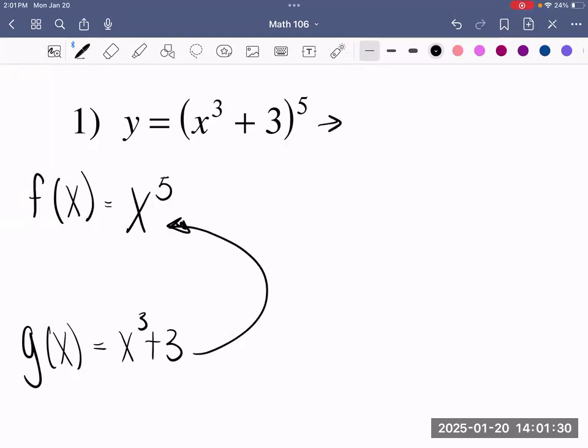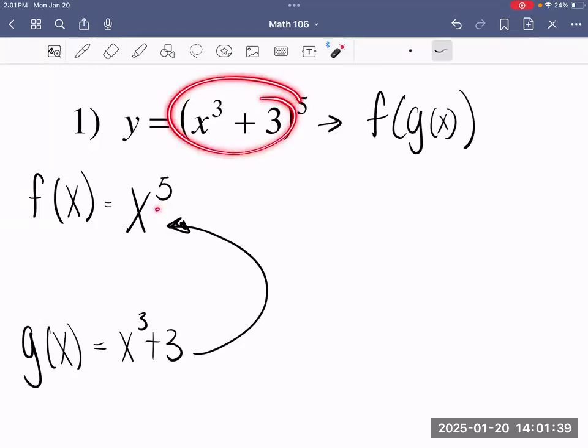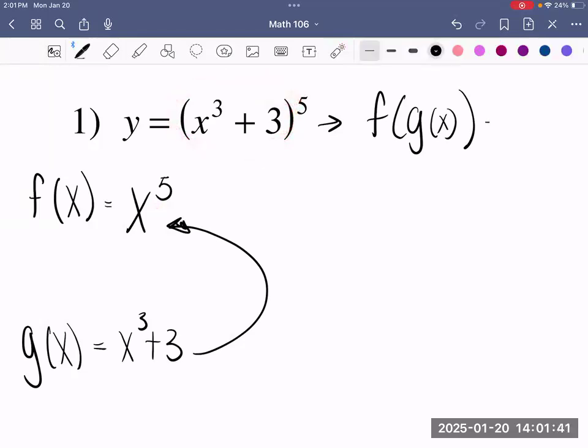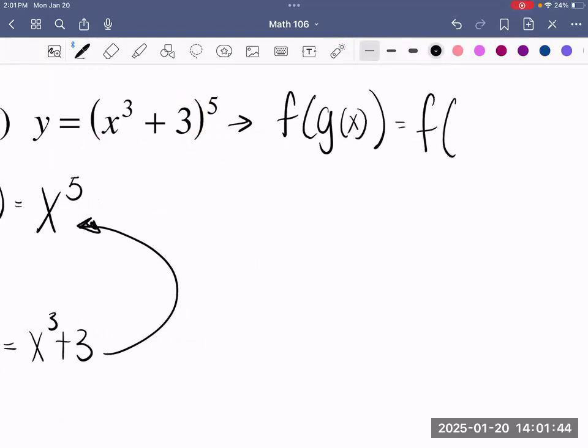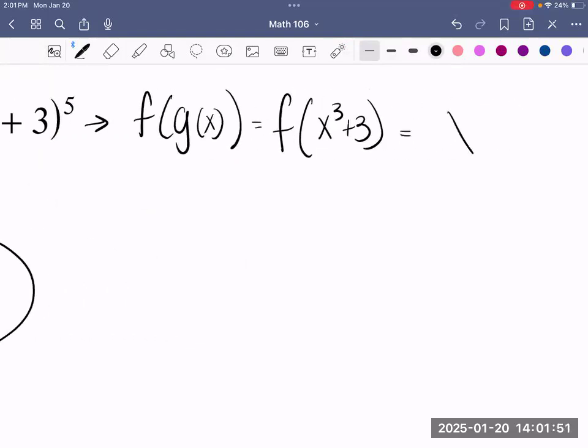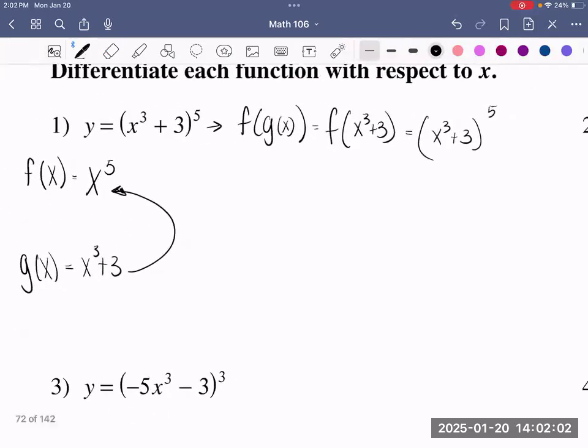So really, this could be written as f of g of x, where we know g of x is x cubed plus 3, and it goes inside your f of x, where f of x is this x to the fifth. With that composite function, we'll just erase that bit and then work in your function. That's exactly what we have done here.